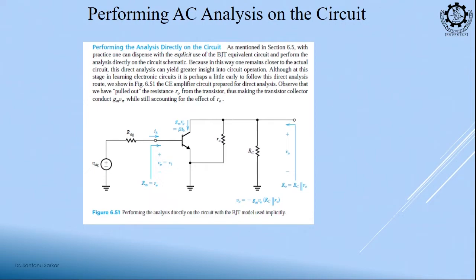So, this is performing the analysis on the circuit. Directly on the circuit we can draw this R naught. So, it will come that V0 will be minus Gm into V pi into RC parallel R naught. When you become an expert, without drawing the small signal analysis, you can have an idea what could be my gain. But initially prefer to draw the circuit.